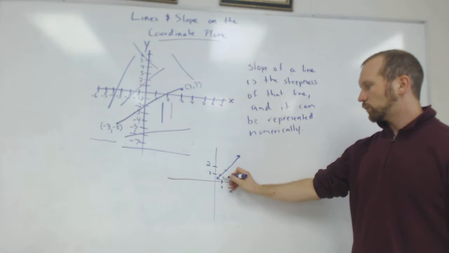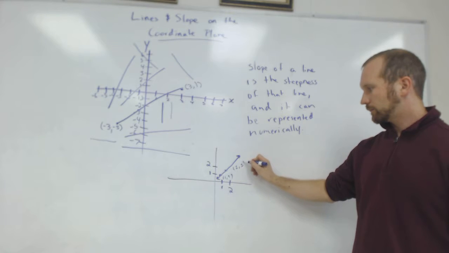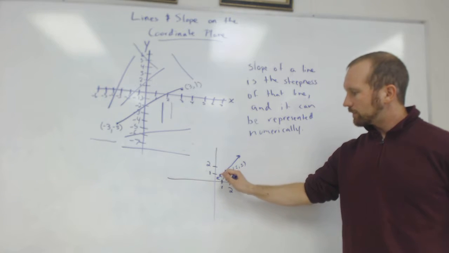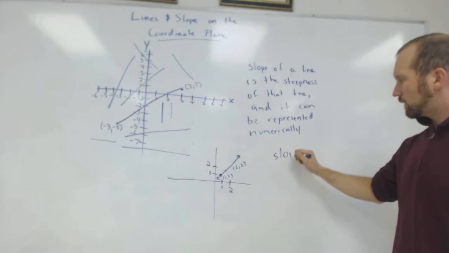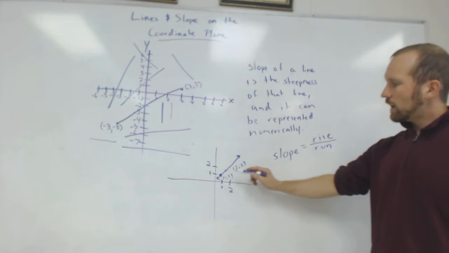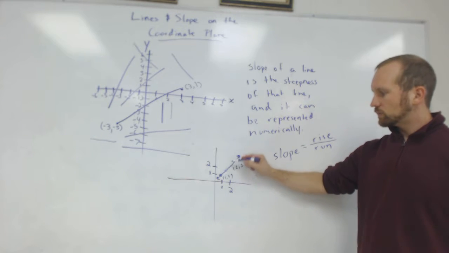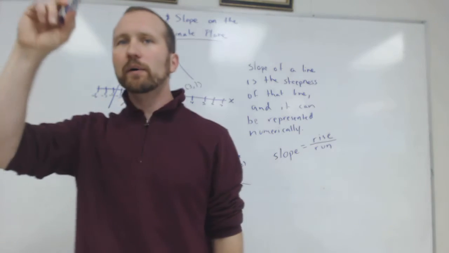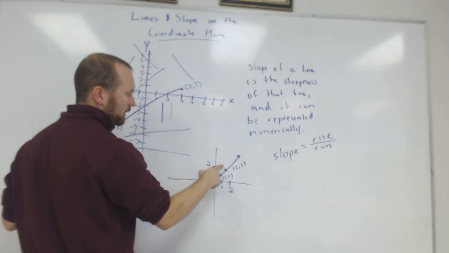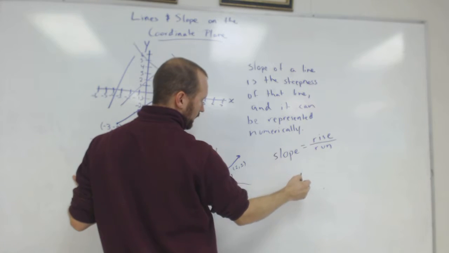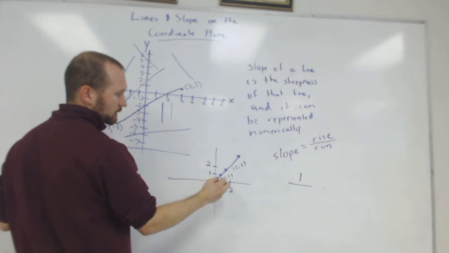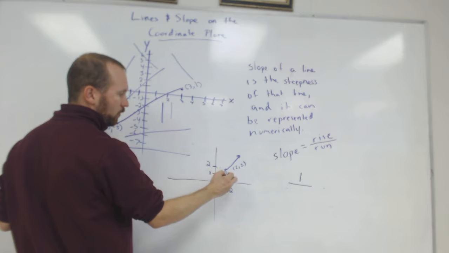So if we look at this line that goes through 1, 1 and 2, 2, to find the slope of this, we say if I'm starting at 1, 1, my slope equals the rise divided by the run. So how much do I have to rise from 1, 1 to get up to 2, 2? The rise means how much do I have to go up or down? I have to go up from here 1 unit up. So my rise is 1. The run refers to how far to the right do I have to go to get to that point. So from this point, I go up 1 over 1.